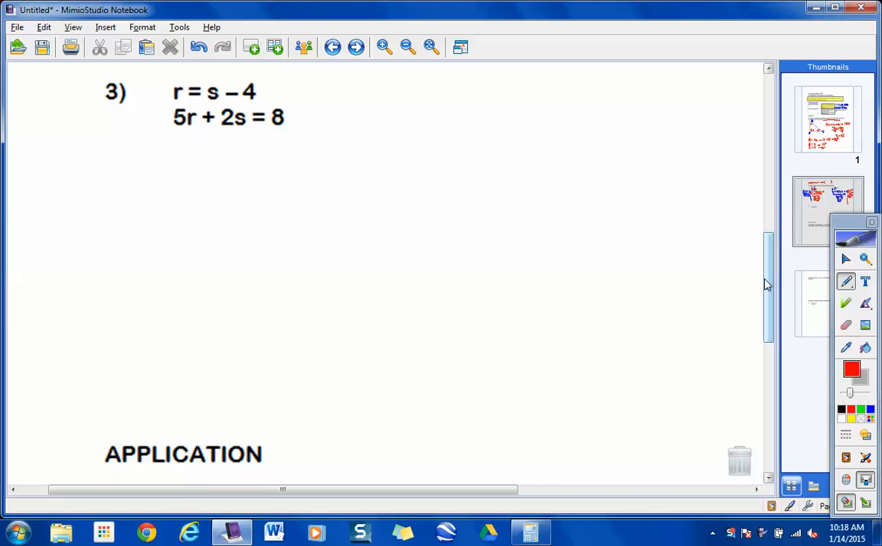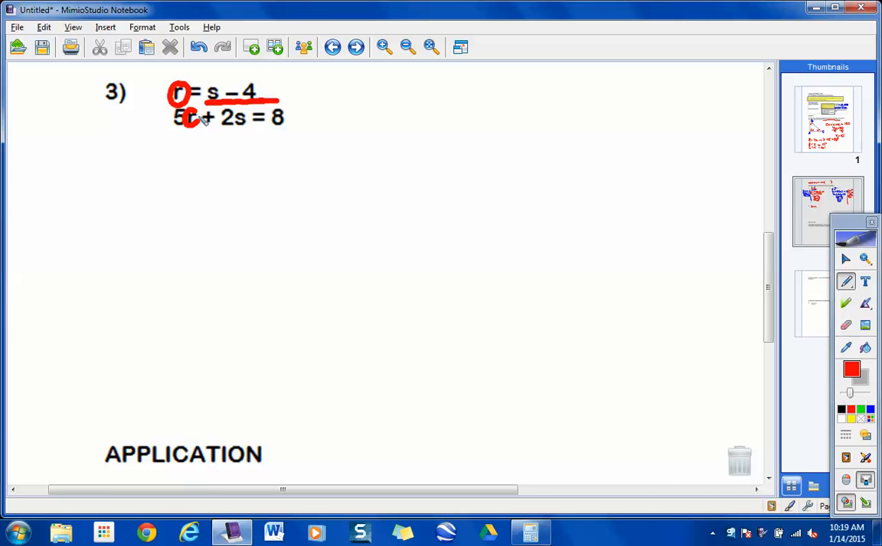You have answers. What letter am I going to circle first in this problem? R. I'm going to circle R, right? Because R is all alone, isn't it? Now, what expression is R completely equal to? S minus 4. So everywhere there's an R, what all do I have to put in? Okay, so I'm going to come back down here and circle which variable?